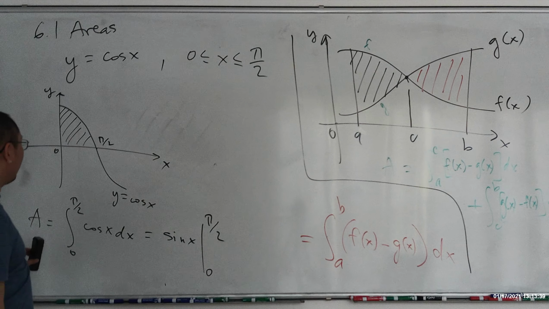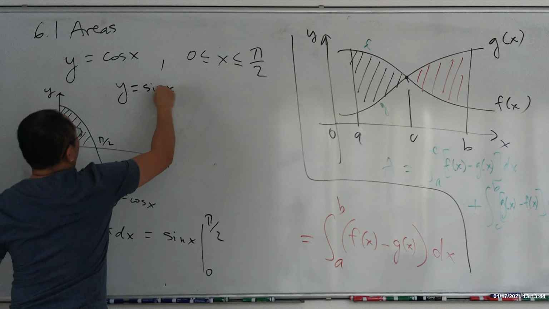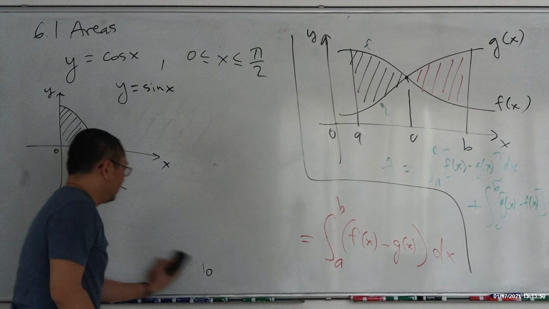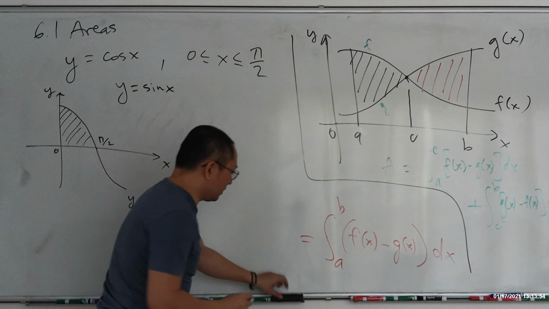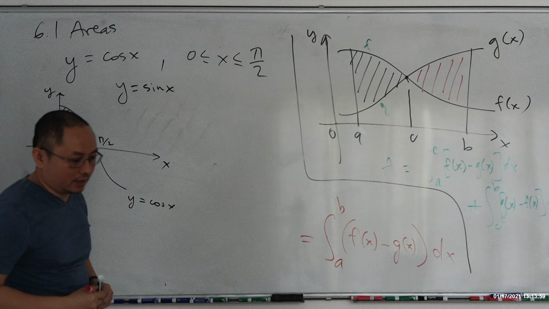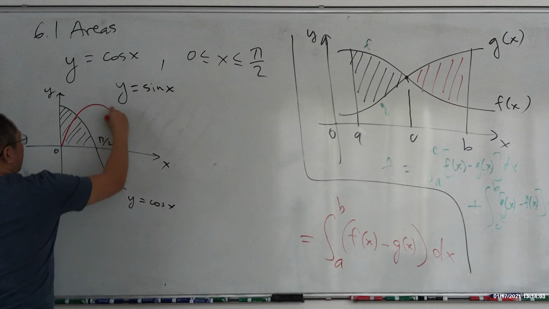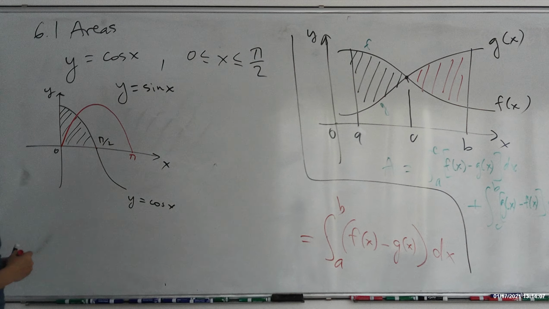Good? Now, what if I give you another function? Say y equal to sine of x. Okay, so two functions. Again, x still runs from 0 to pi over 2. This one is y equal to cosine of x. Let me use a different color and draw another function, y equal to sine x, and the graph is going to be like this. This is pi over 2, and this is pi.